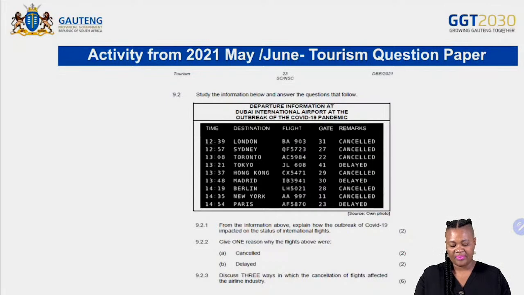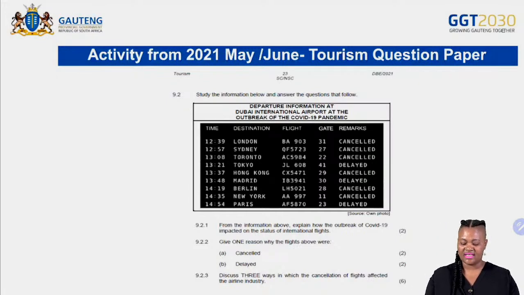And then we've also got an activity from 2021, May-June tourism question paper, where we were addressing question 9.2. Study the information below and answer the questions that follow. You'll have some questions in question 9 that address political situations of international significance and unforeseen occurrences of international significance. But given how you've paid attention from the beginning of the year, when your teacher was teaching global events of international significance and unforeseen occurrences, you will be able to answer these particular questions.